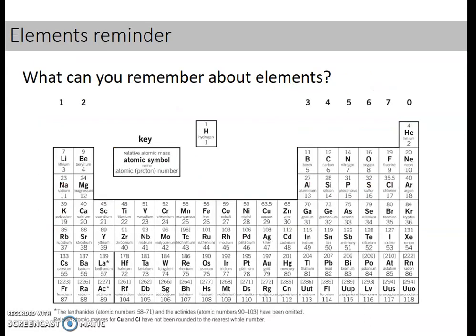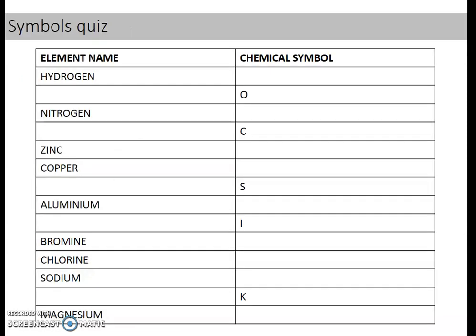So what can you remember about elements? In front of you, all the elements are found on the periodic table. You'll find that the symbols for the names of things sometimes don't necessarily have the same letter. So for example, on your right you've got your non-metals, on your left you've got your metals. Things like sodium have the symbol Na, but it begins with an S, so don't get too confused with that one. You can keep flicking back to the previous one with the periodic table on.